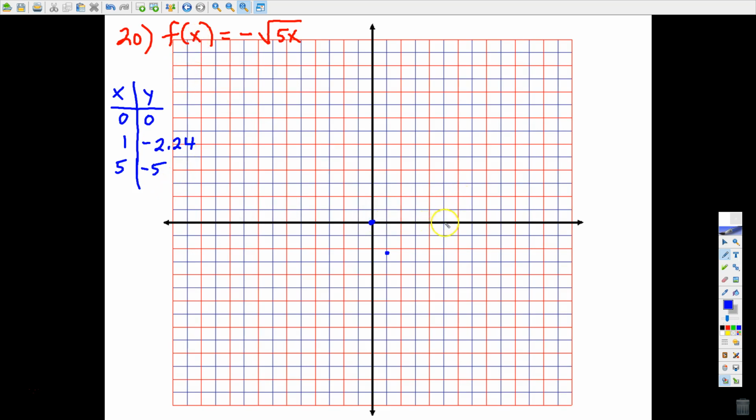1, 2, 3, 4, 5. 1, 2, 3, 4, 5. And that's sufficient to go ahead and draw this graph. So it's going to look like that. And now we have to state the domain and range.